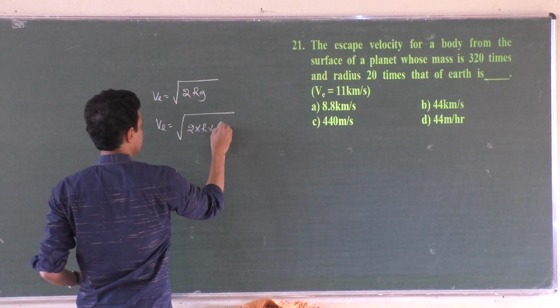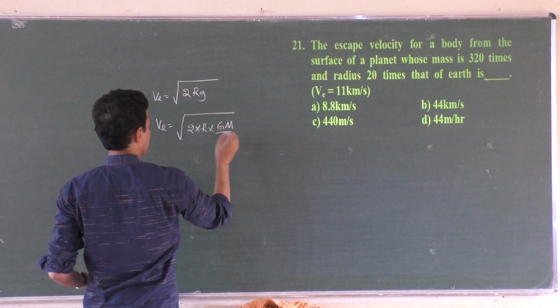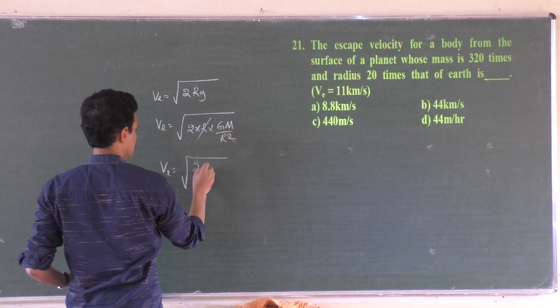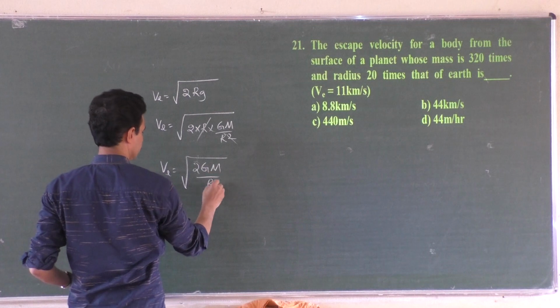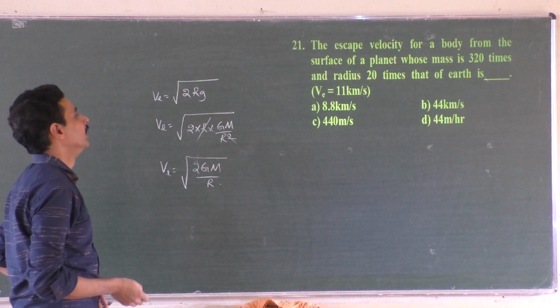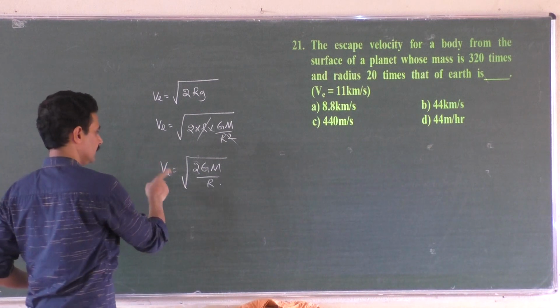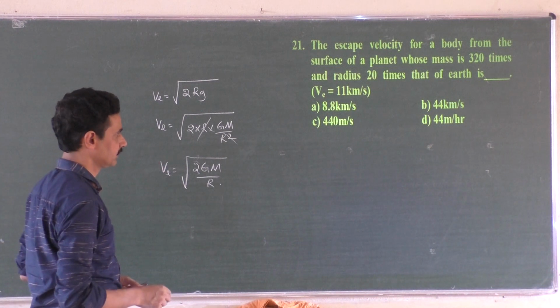g is GM/r square. One r gets cancelled. Escape velocity is equal to square root of 2GM/r. This is the formula. It is on the planet. This is 11. As usual, it is 11 on the surface of the earth.